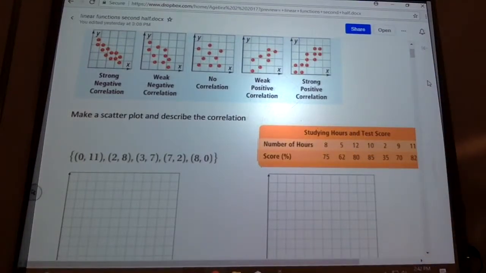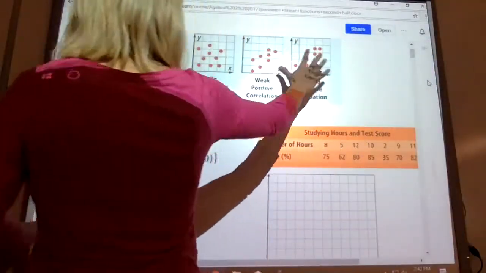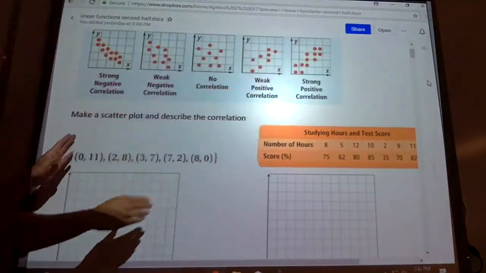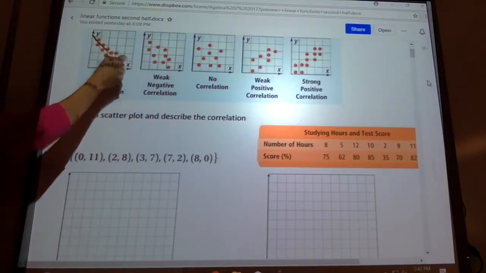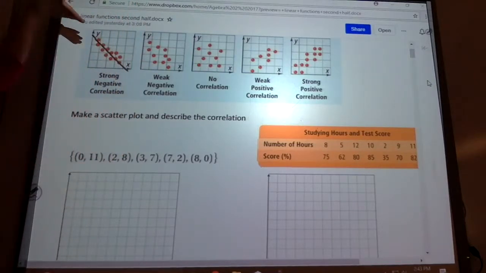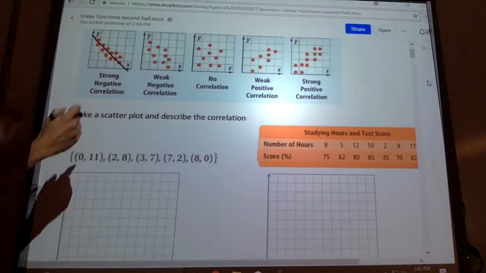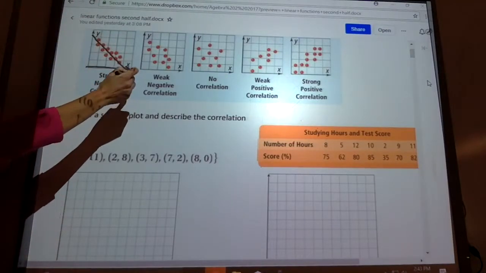Okay, we're going to look at scatter plots today. So if you look, here's your basic scatter plots up here. You have a strong negative, meaning if you put in a line of best fit, that should sound familiar, line of best fit, that should look like it's going through most of your points. That's a strong negative correlation because as x increases, your y is decreasing.